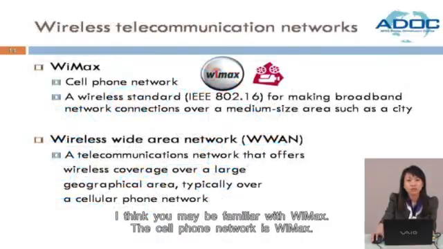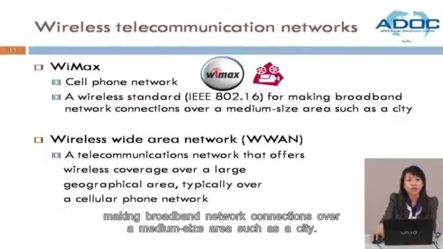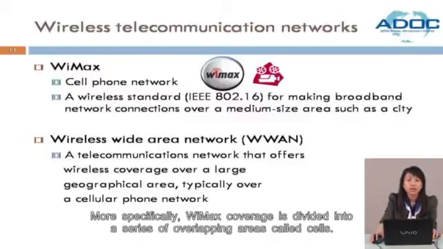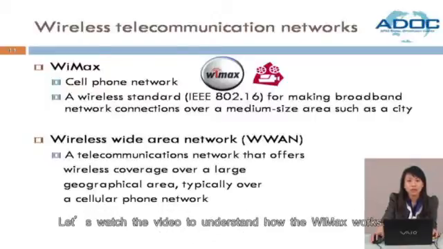I think you may be familiar with WiMAX. The cell phone network is WiMAX. WiMAX is a wireless standard for making broadband network connections over a medium-sized area, such as a city. More specifically, WiMAX coverage is divided into a series of overlapping areas called cells. Each of the cells provides broadband internet coverage within a given geographic area. Let's watch the video to understand how WiMAX works.